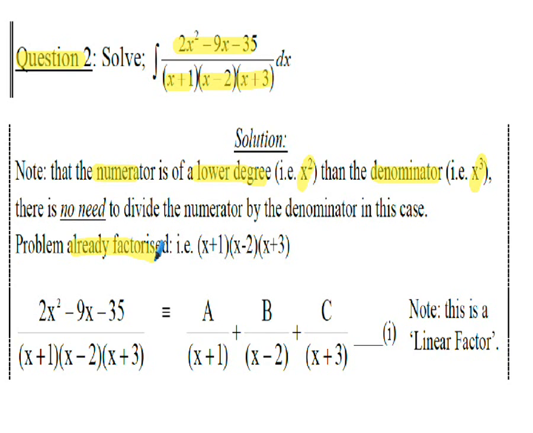It's already factorised into the 3 brackets. For our standard form of partial fractions, taking the original compound fraction, we would then write that as a upon x plus 1 plus b upon x minus 2 plus c upon x plus 3, and of course they're linear factors, no squared terms inside or outside of the bracket.